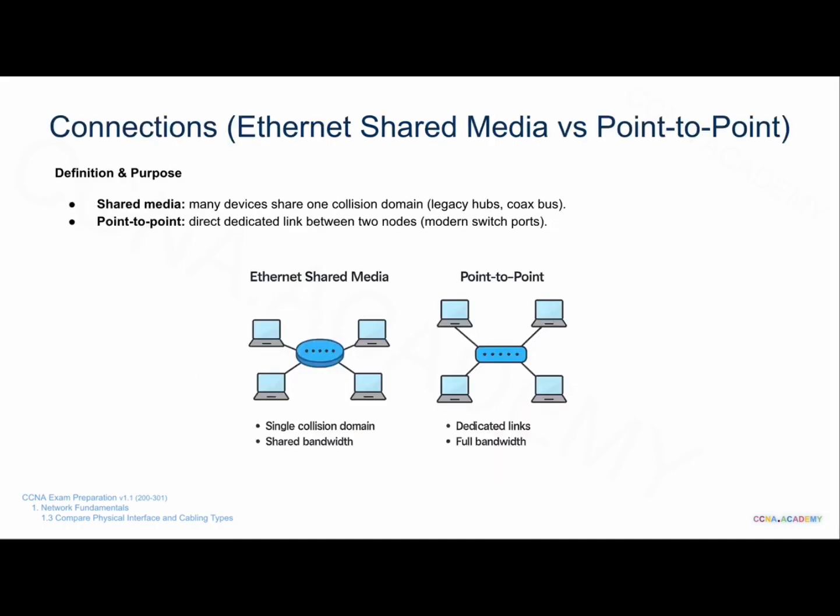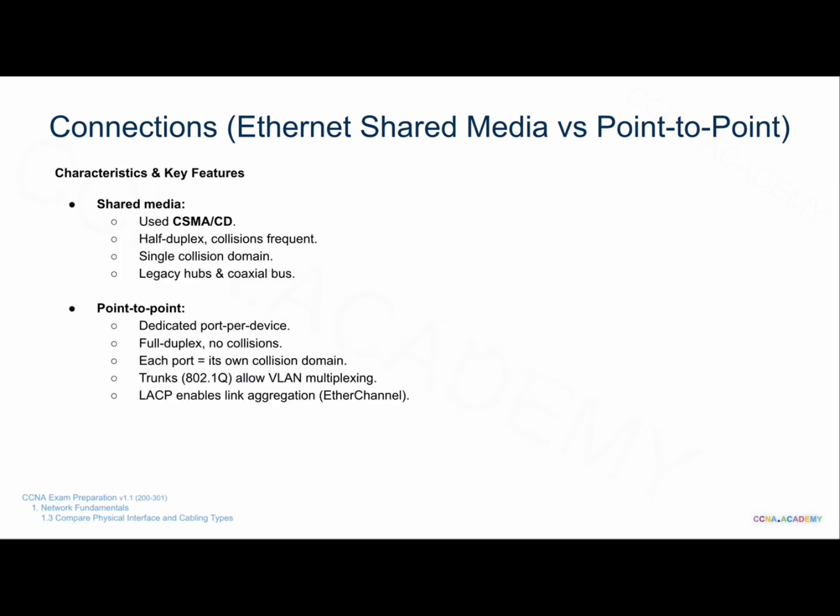Ethernet connections can be based on shared media or point-to-point links. Shared media allows multiple devices to use the same communication channel, while point-to-point provides a direct link between two devices. The purpose is to highlight how connection types influence network performance. In shared media, devices contend for access, collisions occur, and half-duplex is typical. This was common with hubs and coaxial cables.